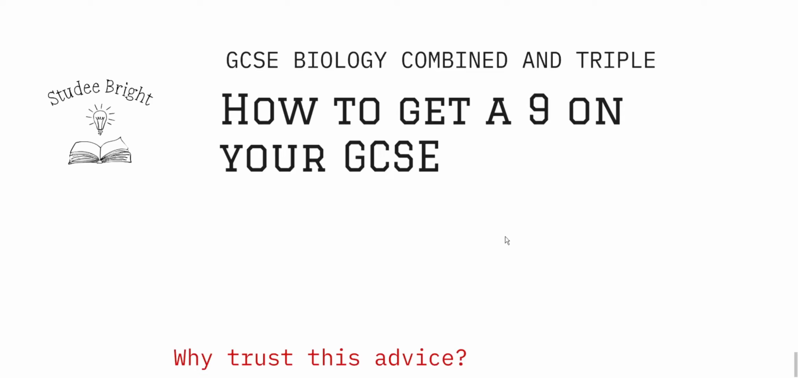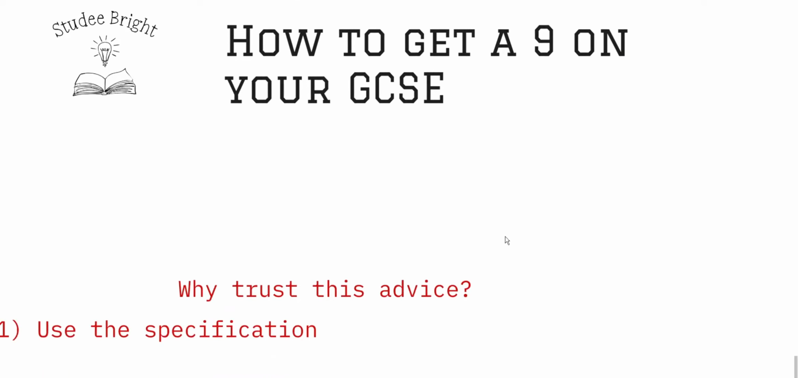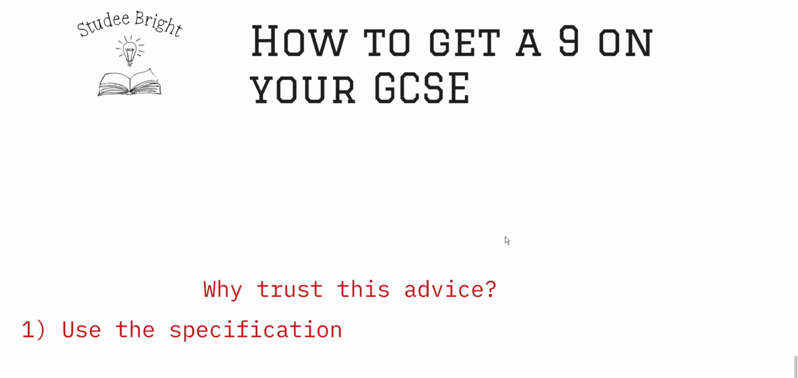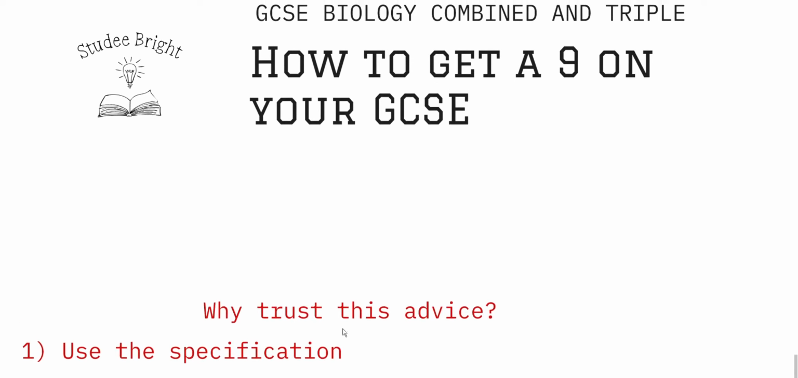In this video, I'm going to be giving you tips and tricks on how to get a 9 on your GCSE Biology. This advice counts for combined and triple science. So why even trust this advice? The reason is I have gotten 9s in my biology, chemistry and physics, so I have all the tips and tricks to give you.